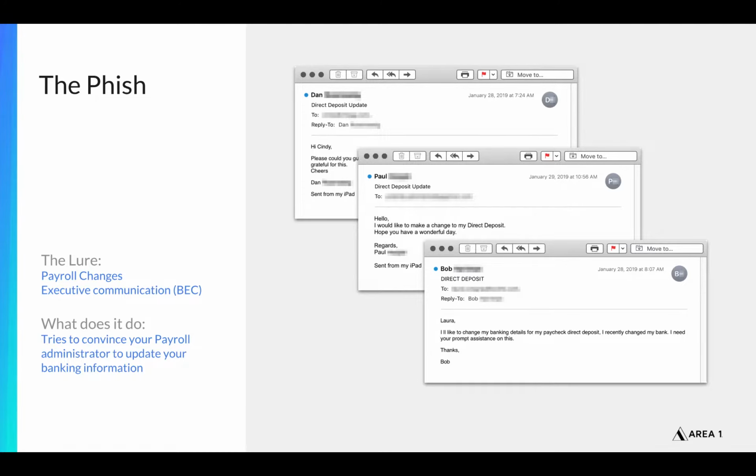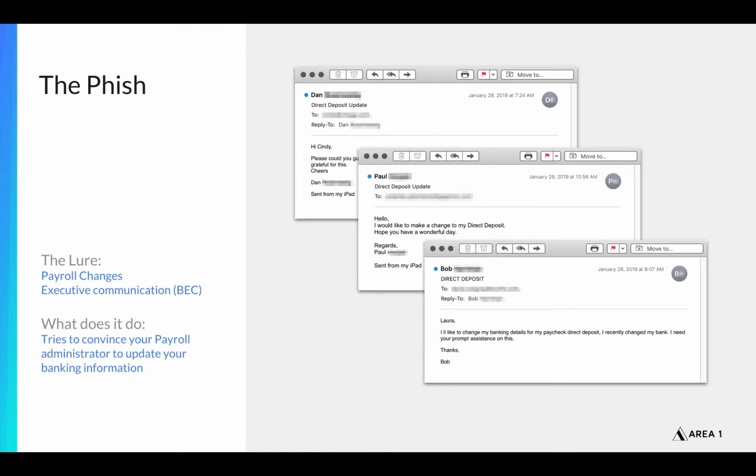We've actually seen a little spike of those happen last week, where the attacker is asking payroll to change direct deposit details. We've seen those happen across employees, but also interestingly enough, the three samples I've popped on the screen here are really also a combination of BEC attempt. Dan, Paul, and Bob are all the CEOs of their respective companies here, and very similarly, this attack is asking payroll to change their direct deposit information.